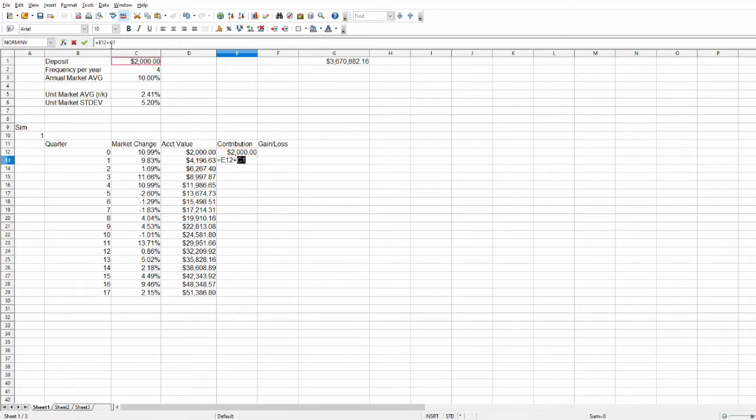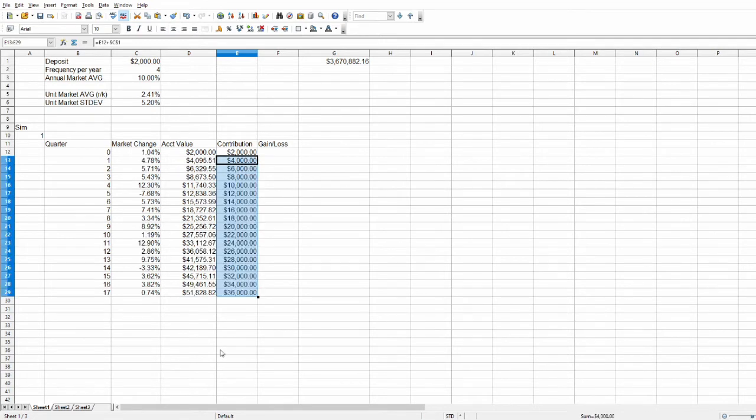Now again, I don't want that value to change, and so I'm going to put a $ sign in front of C, a $ sign in front of 1, hit enter. So now if I click and drag this down, we can see how much I've contributed. For example, after 17 quarters, I have contributed $36,000, because I'm always adding 2,000, adding 2,000, adding 2,000. But my account has grown to 51,828 and some change. So we can compute the gains and losses.